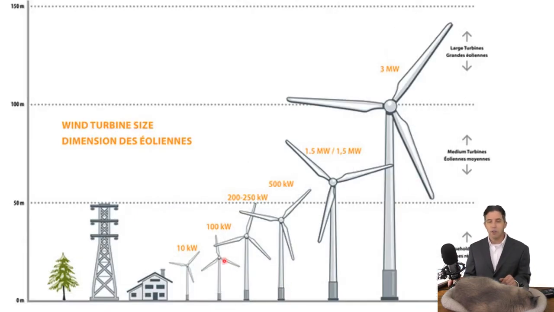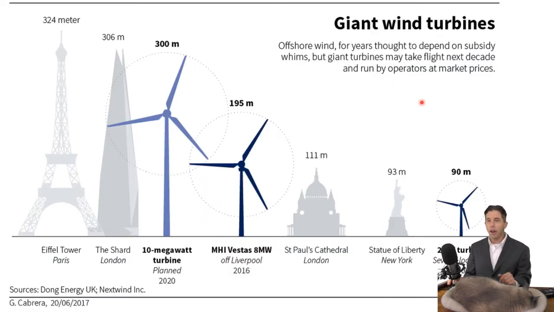Here's another image of the size comparison, a 10 kilowatt windmill versus up to a 3 megawatt windmill, the difference in the sizes. And they are still planning on just making them bigger and bigger. So by 2020, this publication is predicting we'll have a 10 megawatt, 10 million watt wind turbine by then.